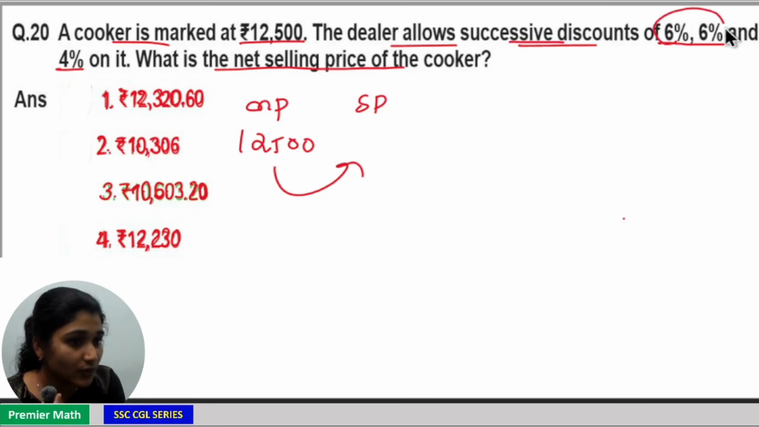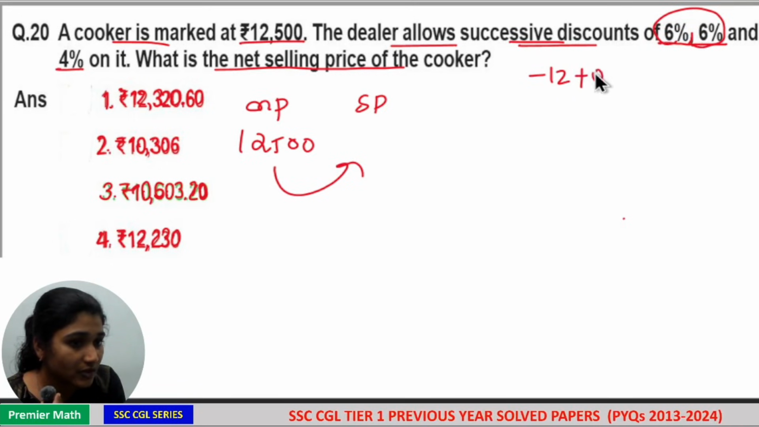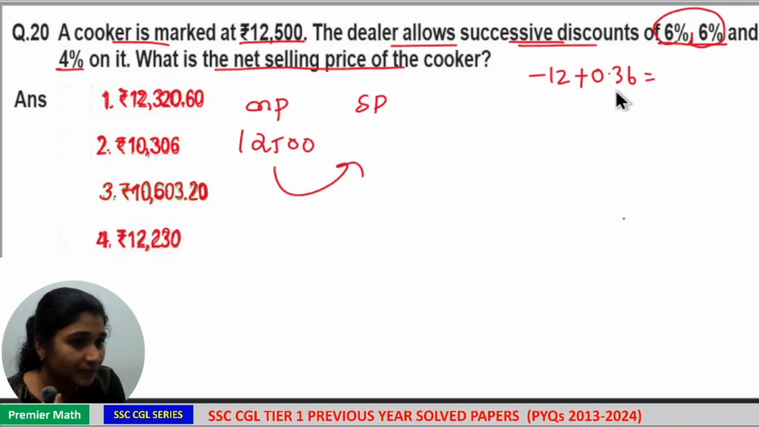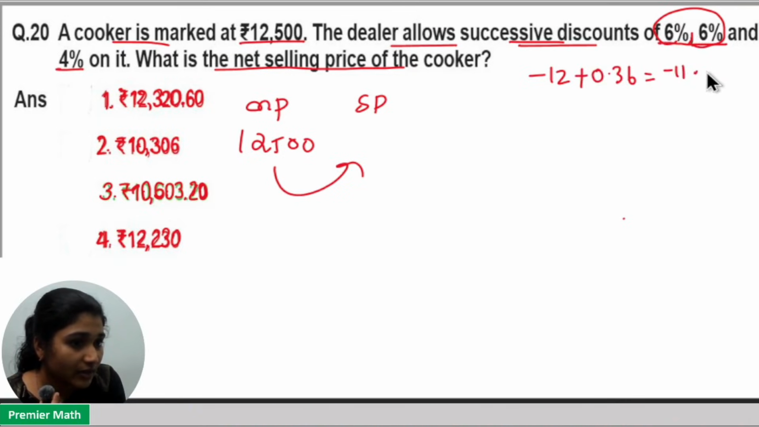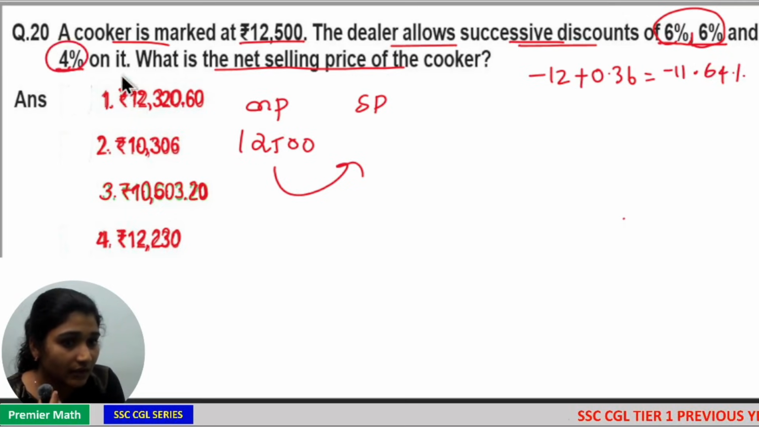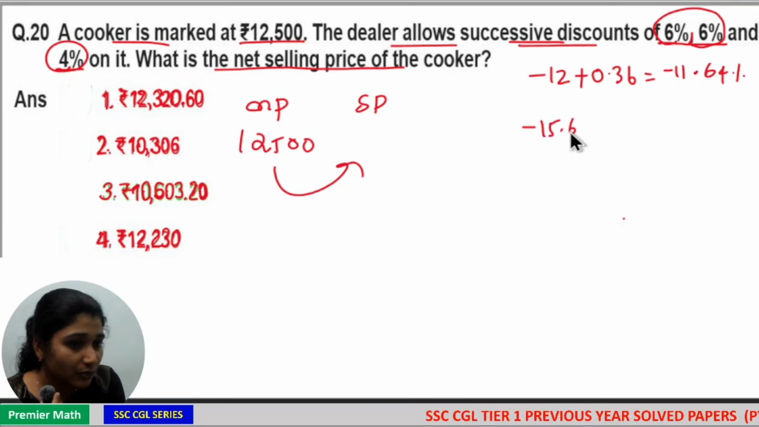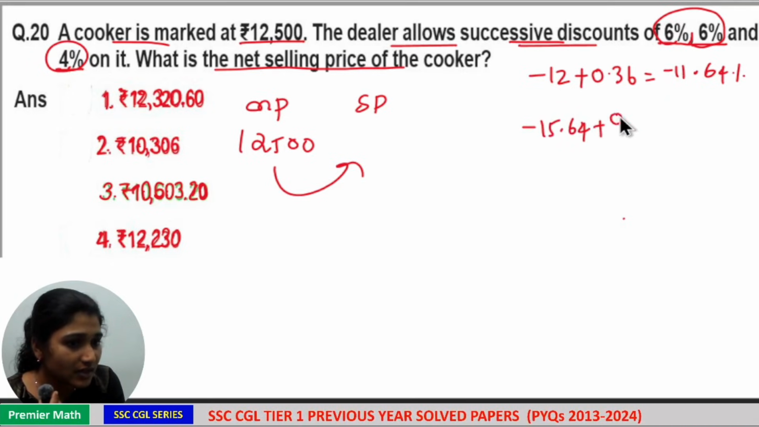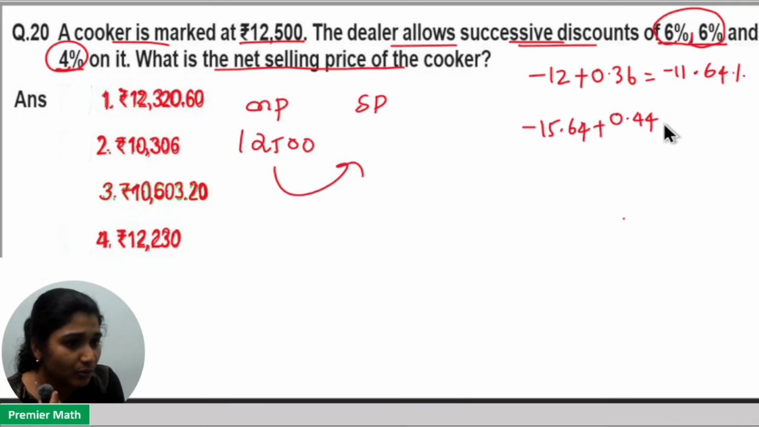Here, discount of 6% and 6% means 6 plus 6, 12. Now 6 into 6, 36 by 100 means 0.36. So this will become minus 11.64 percentage. Now calculate it with 4 percentage. 11 plus 4, 15. So minus 15.64 plus 11 into 4, 44. Consider it as 0.44, around 0.44x.